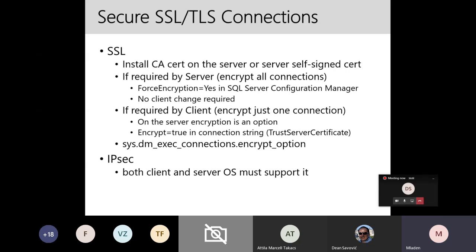If your connection is encrypted, you can check in the DMV, sys.dm_exec_connections, the encrypt_option column. If it's encrypted, it's 1. If it's not, it's 0. You can also encrypt it with IPsec, so IP security, but both client and server OSs must support it, and it basically works out of the box.